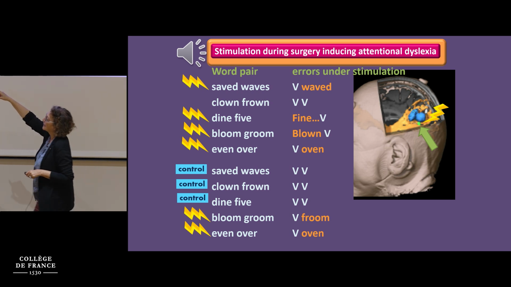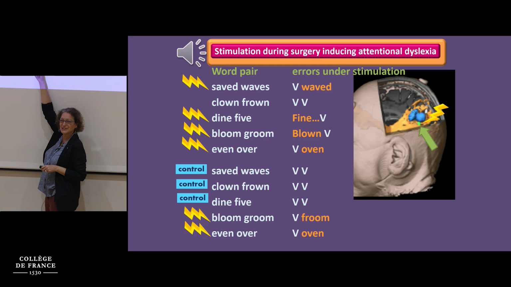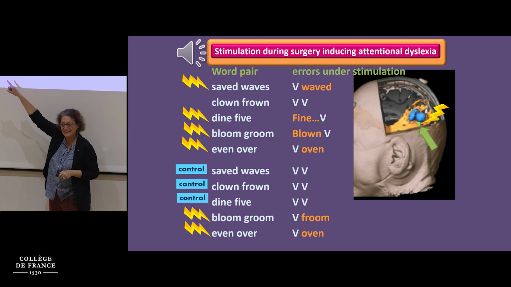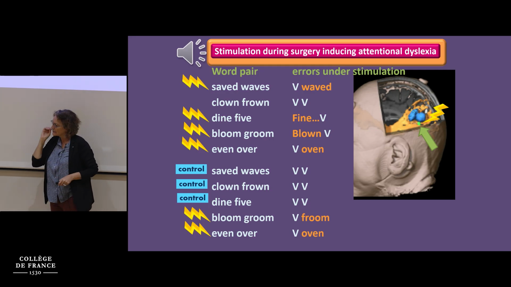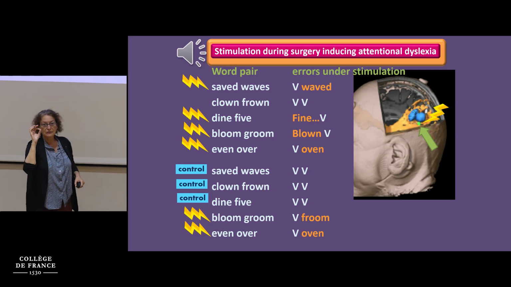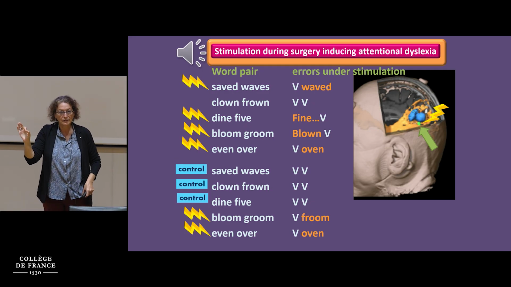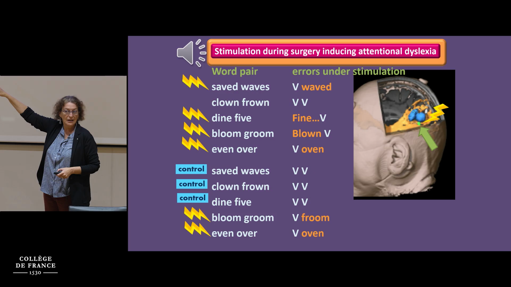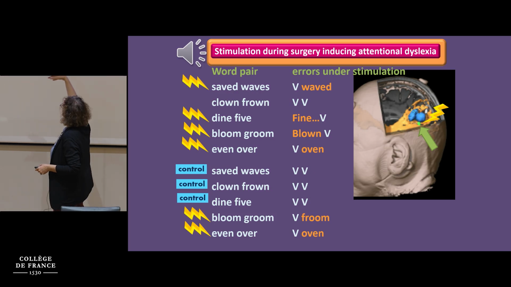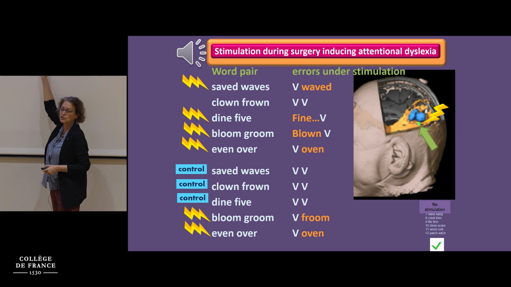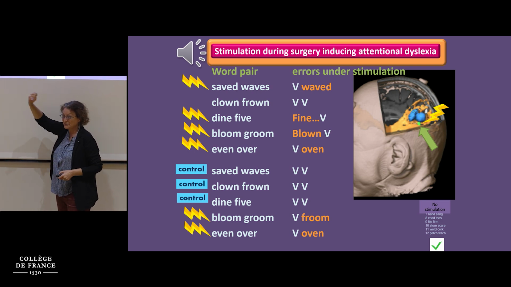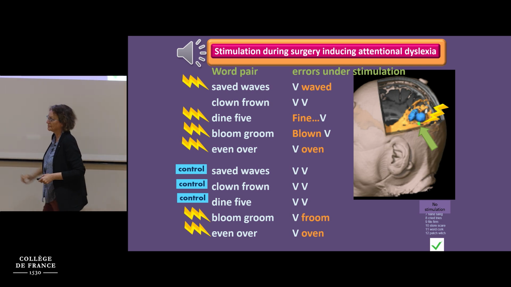And why does groom become froom? Can you see it? Where is the F? Above. There is an F in five. Okay? So it can come also from above and from below. So we can see that it's very, very clear. Stimulation creates migrations between words at this point. And when there is no stimulation, she doesn't make any errors. She read the same lists several times, and she made no errors. Just when she was stimulated, she made an error.